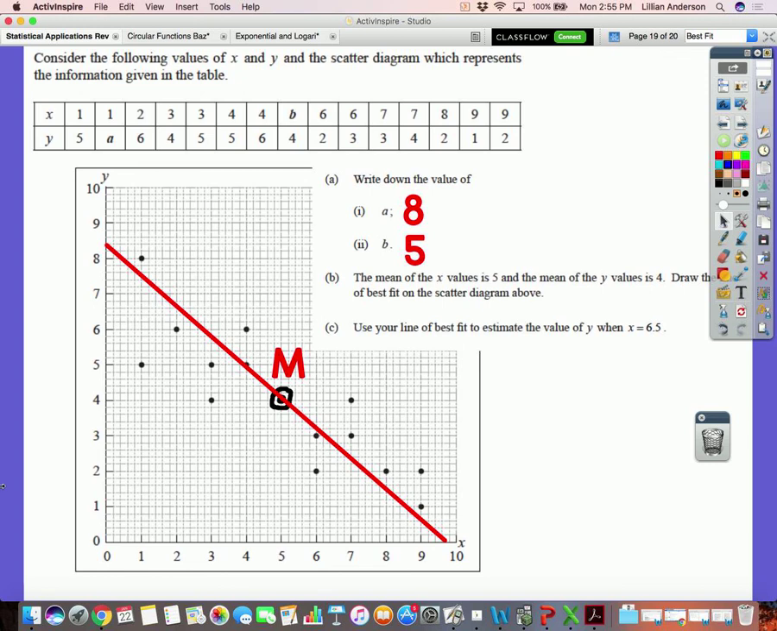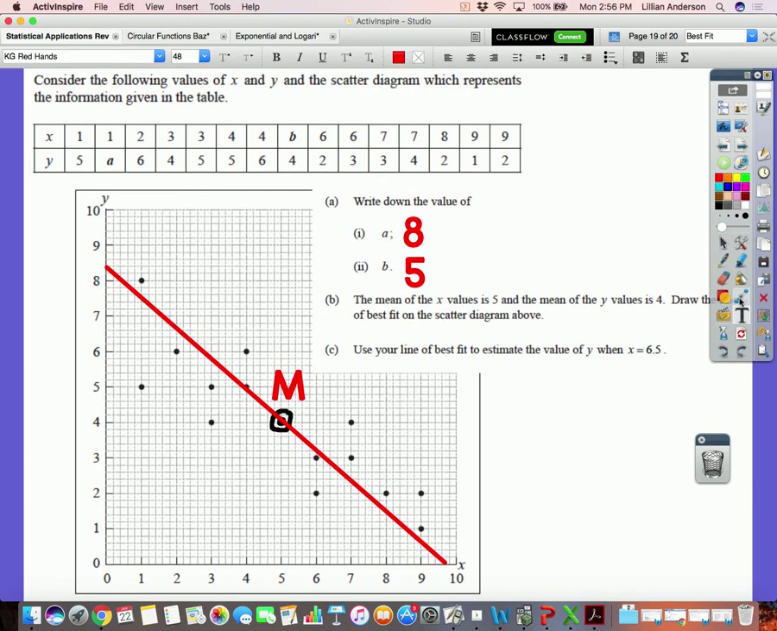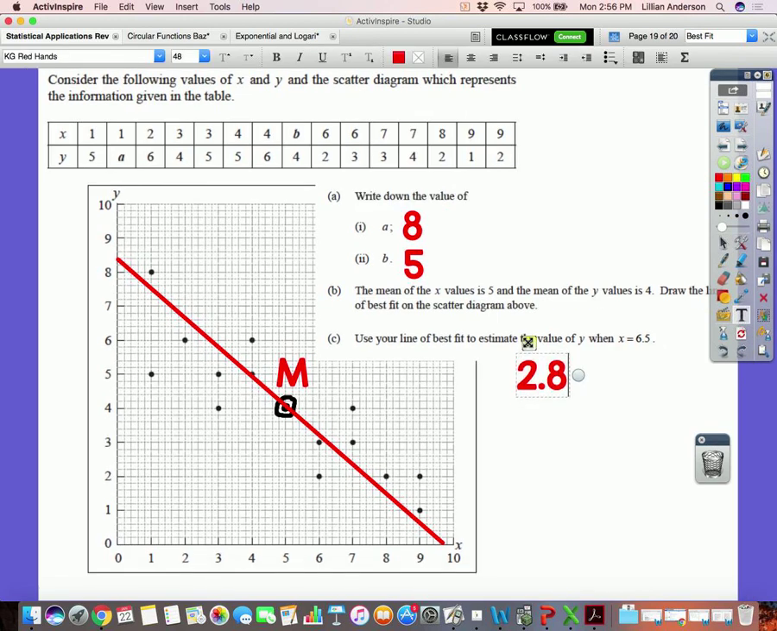Now it says use your line, the line that you drew, to estimate the y value when x is 6.5. So what do you do? Find 6.5 on the x-axis. And then see what? Where it hits the line. So when I go up, mine hits it a little bit under 3, so maybe about 2.8. And in these types of problems, it would be give or take, like 1 or 2 points, okay? Maybe even 3, it just depends. Questions on this?